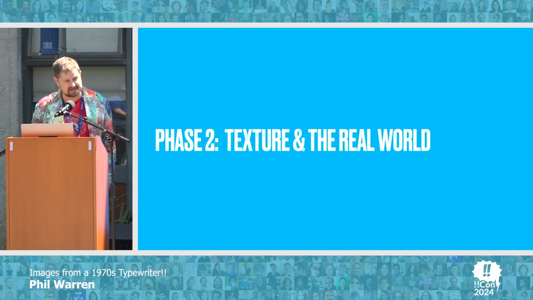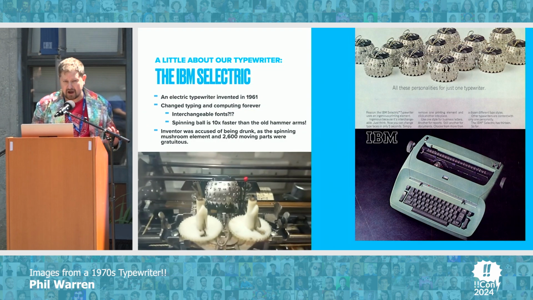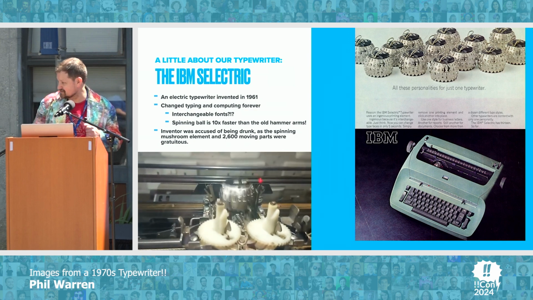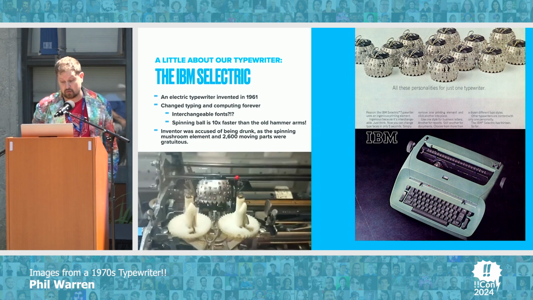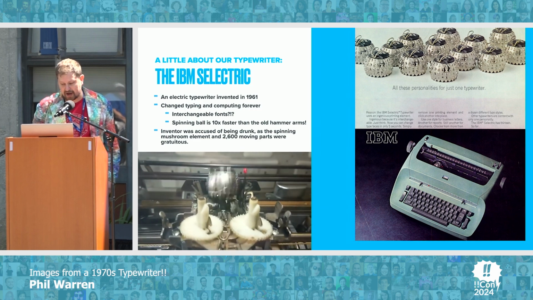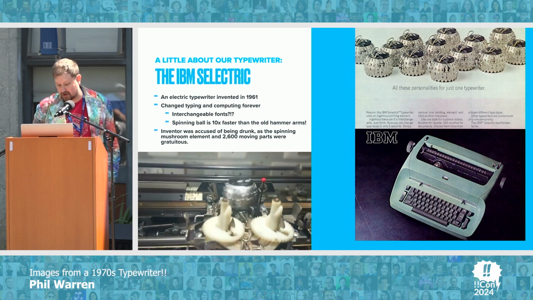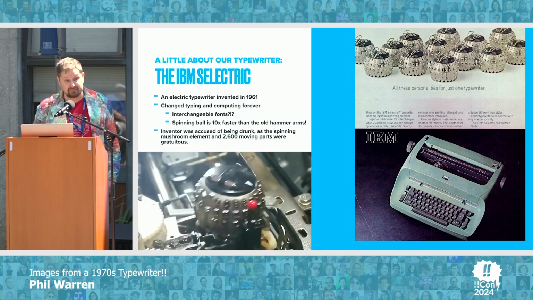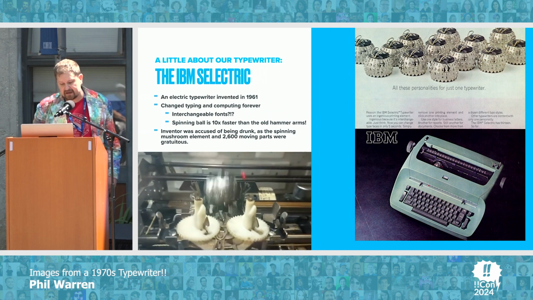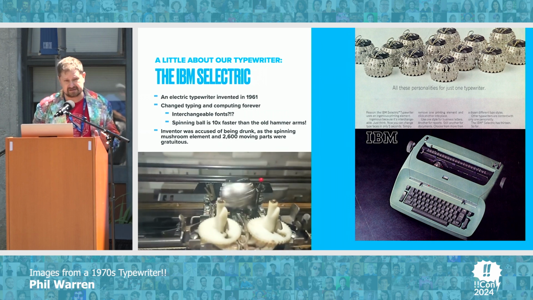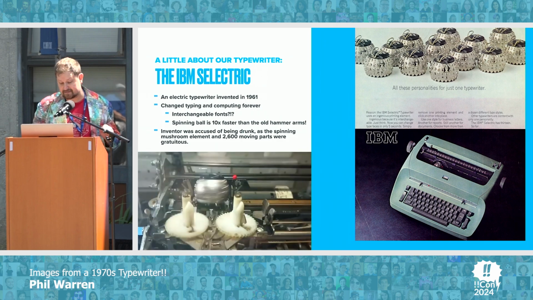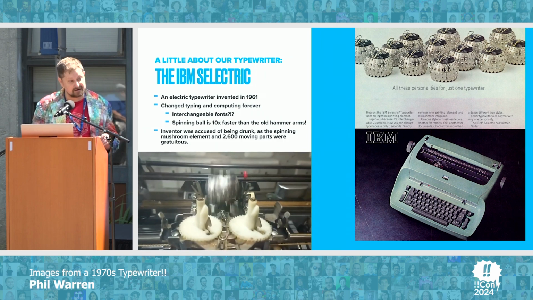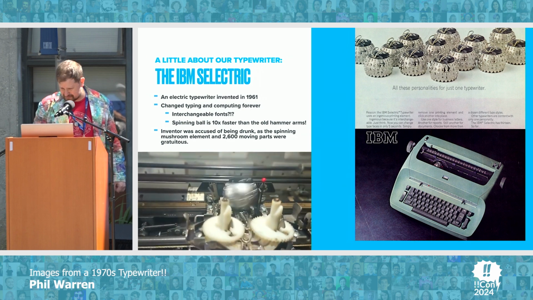So the second phase is texture in the real world. Now, a little bit about our typewriter. I'm using the Selectric typewriter, which was just discussed. When it came out in 1961, it changed the world. By using a whirling, bobbing ball-like element called a type ball, this single-handedly changed typewriters and computing forever. This type ball not only sped up typing speeds by tenfold, it also, for the first time ever, allowed for typefaces to be changed out of a typewriter simply by replacing the ball.